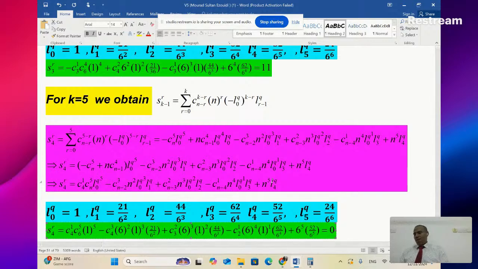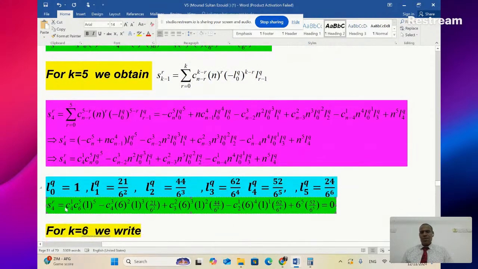Okay, now I will use my calculator, learners, and you are going to work at the same time with Mr. Mourad Sultan Ezouidi so that you can find the value of S4. This is S4, learners. I'm going to calculate only this after substituting L0 with 1, L1 with 21 divided by 6 squared, and so on.